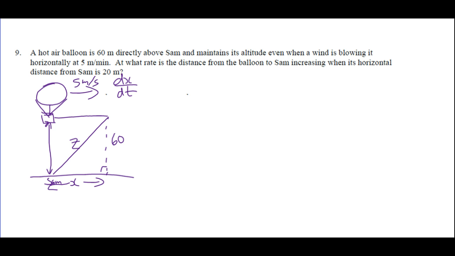Pythagorean theorem, okay, yeah. So relate. It's all about related rates, right? So we need a relationship between z and x, which is the Pythagorean theorem. So z squared is equal to x squared plus 60 squared.